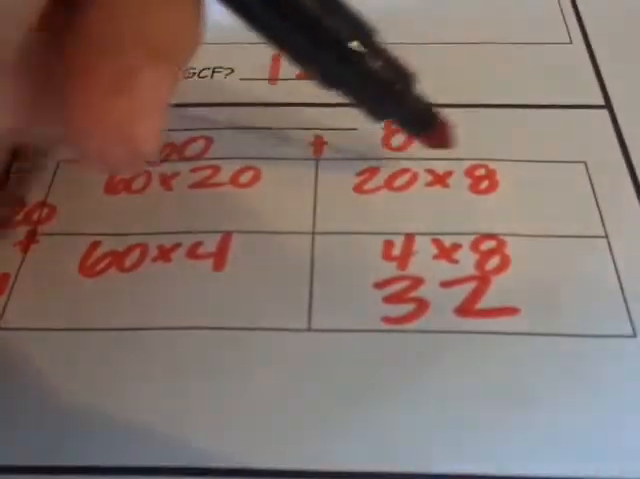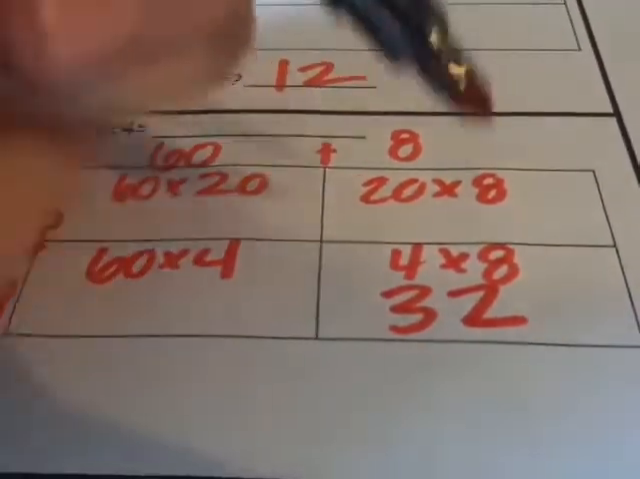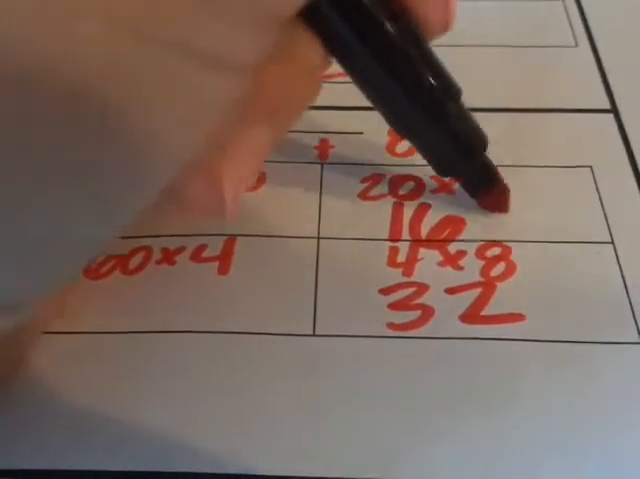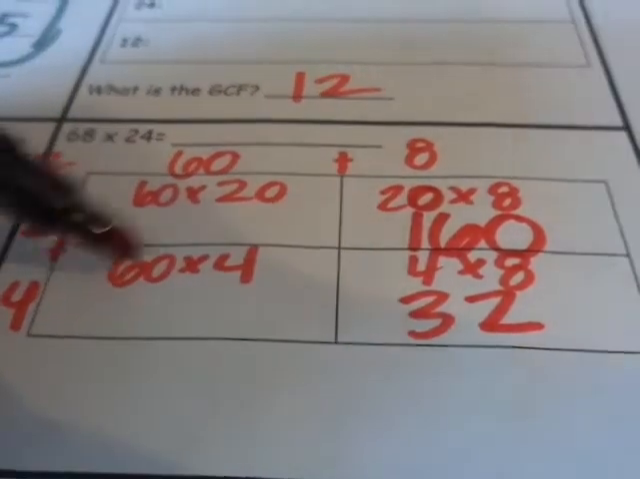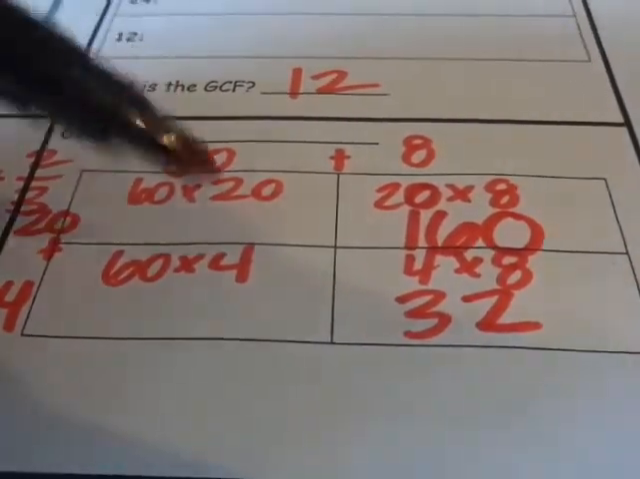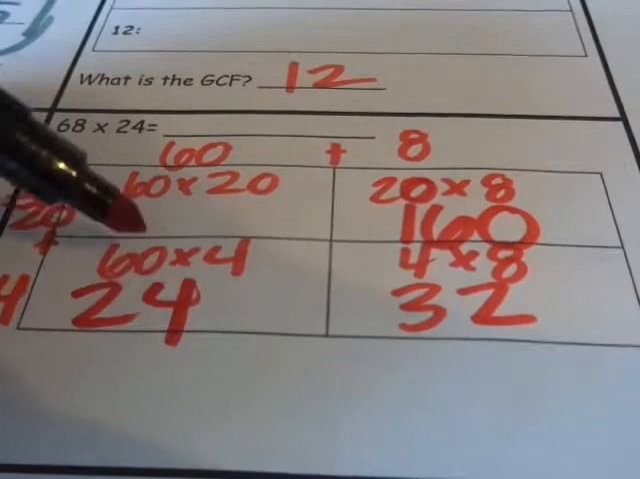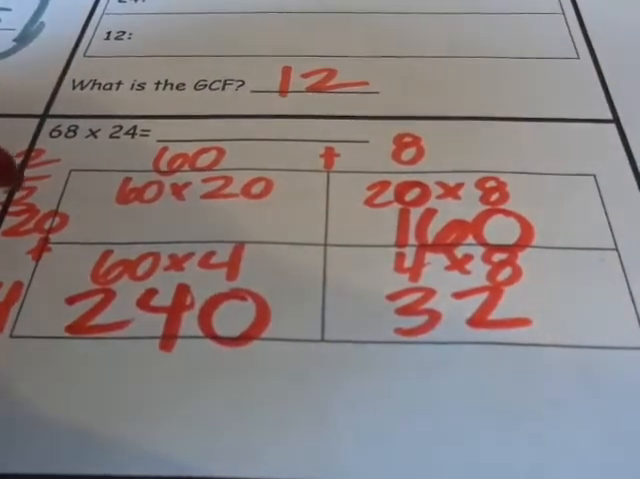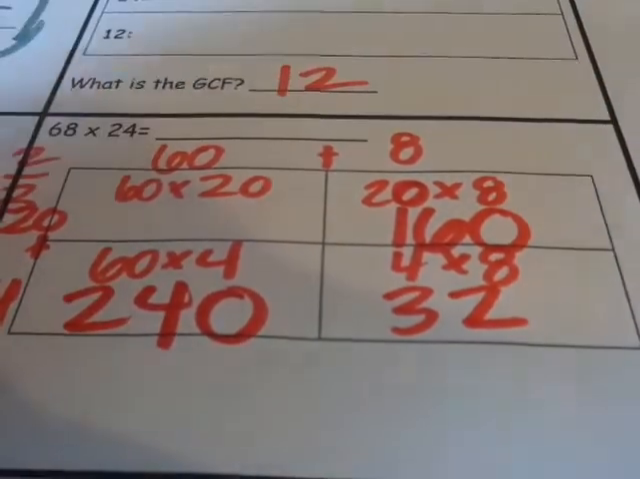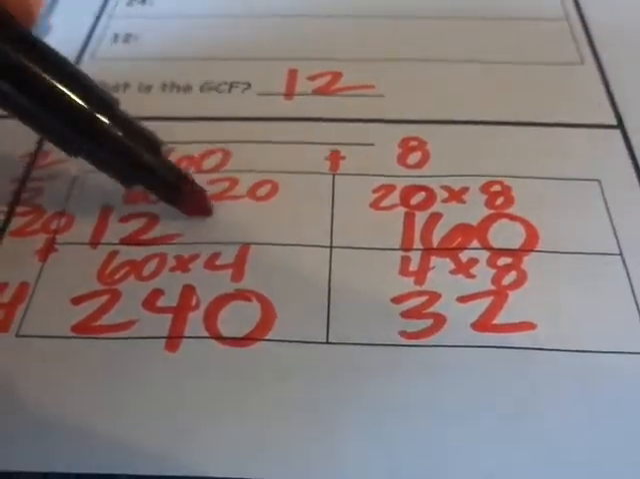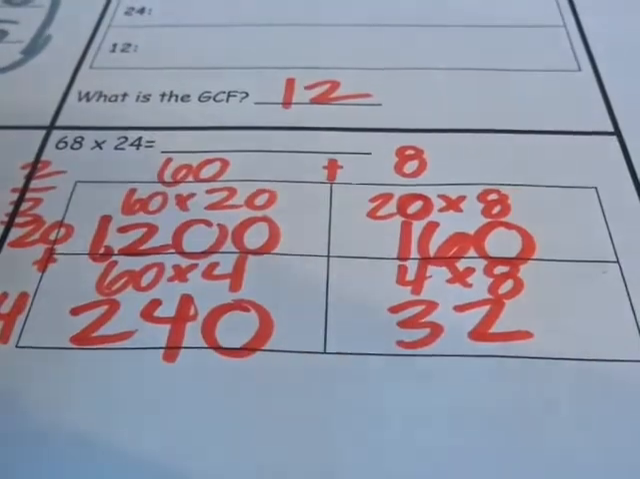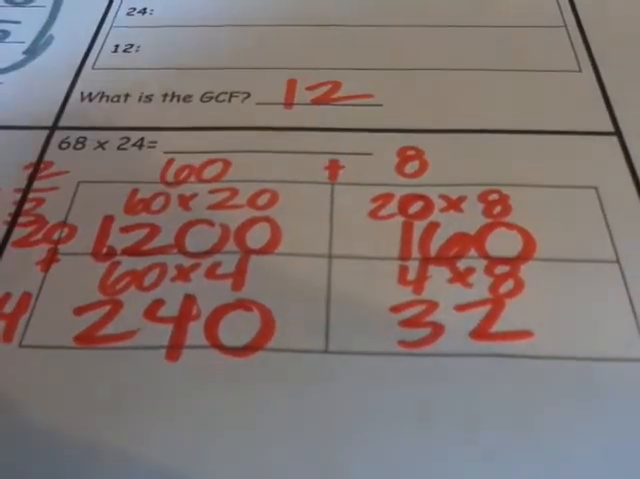So I'm going to start over here on this side. 4 times 8 is 32. 20 times 8, cover up my 0. 8 times 2 is 16. Don't forget to put my 0 back. 160. 60 times 4, cover up my 0. 6 times 4 is 24, with a 0 behind it, 240. 60 times 20, cover up my zeros. 6 times 2 is 12. 2 zeros, 1,200. Now I'm going to add these up.